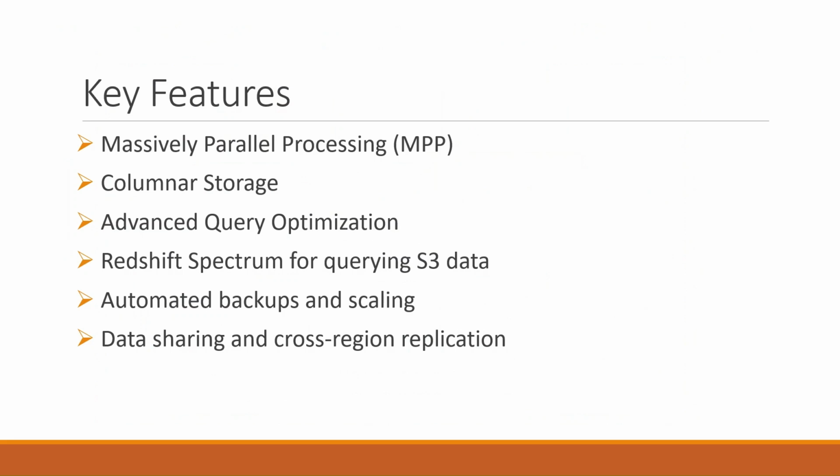Now let's see what are the key features provided by AWS Redshift. So firstly, it provides the massively parallel processing feature. That means Redshift distributes the data and the query tasks across multiple nodes in a cluster. Each node works on a piece of the task at the same time, so it will speed up the processing of large data sets and complex queries.